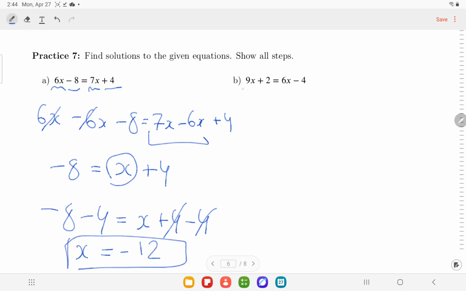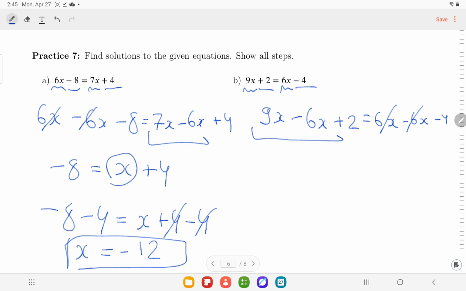Same idea here, we have our like terms of 9x and 6x and 2 and negative 4. So we can start by subtracting 6x from both sides. And since 9x and 6x are like terms, we can subtract them right away to get 3x. And then to isolate this term, we want to subtract 2 from each side.